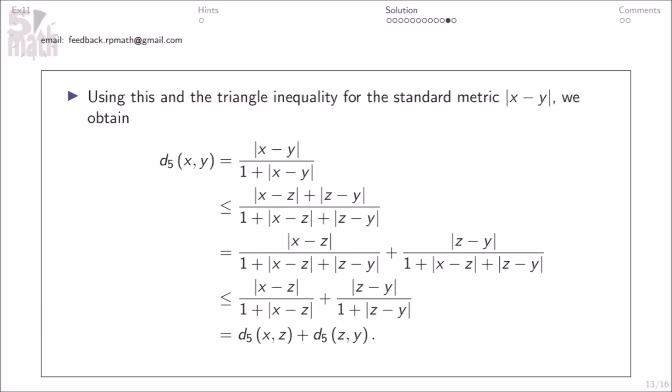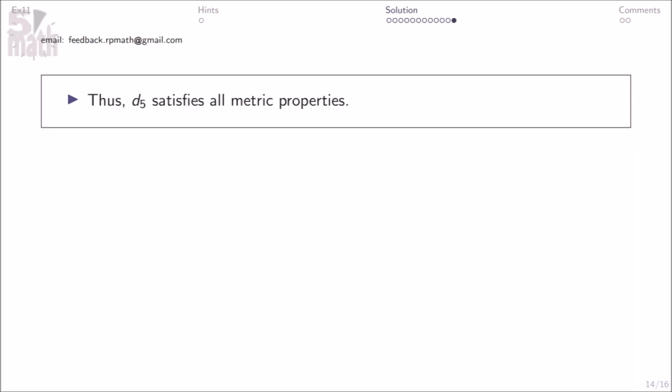Using this and the triangle inequality for the standard metric absolute value x minus y, we obtain D5 of xy equaling this. Thus, D5 satisfies all metric properties.